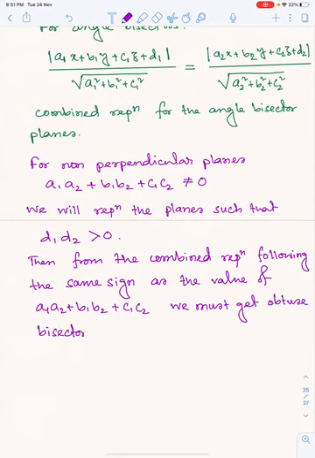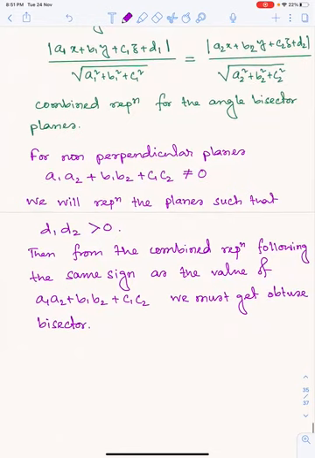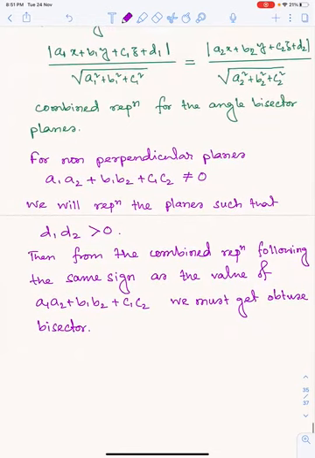Sir, D1, D2 greater than 0. That means you need to represent the planes such that the constant terms of their representations carry the same sign. Either both constant terms appear positive or both appear negative. The sign of the constant term in the representation of the plane has to be the same.